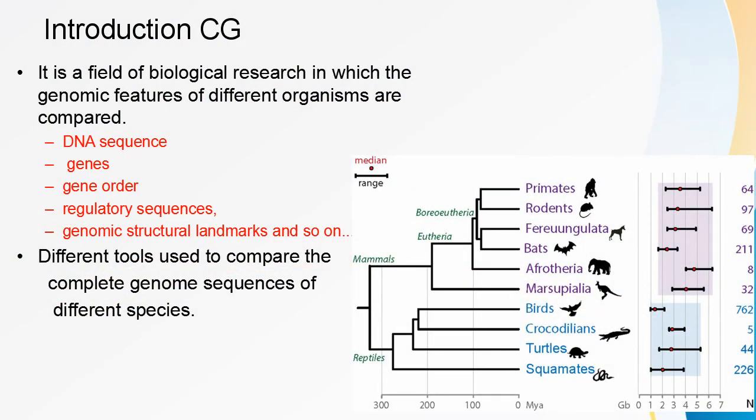Today we studied comparative genomics. First, we discussed what comparative genomics is. Comparative genomics is a part of genomics in which we study the genome and do comparative analysis between the genomes of two species or different species.